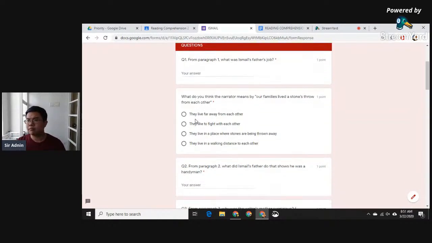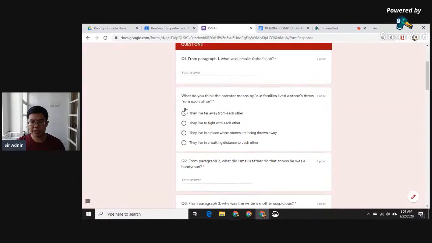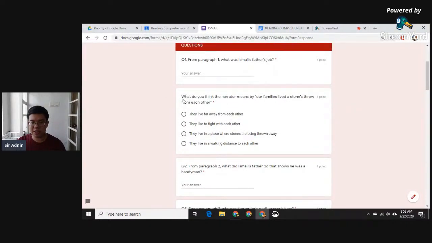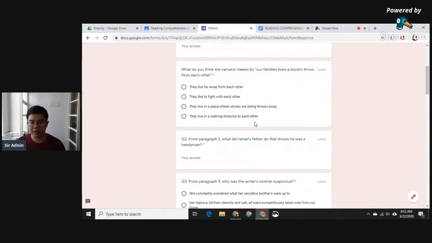So if you look at the second question, you'll notice I did not put a question number because this is basically just a supplementary question. What do you think the narrator means by our families live a stone's throw from each other? If we translate this into Malay, it means keluarga kita tinggal satu balingan batu daripada satu sama lain. It's actually a proverb, so you can take your time to go online and find out what stone's throw means. Actually, the full proverb is a stone's throw away. But if you already know, you can just put the answer here.